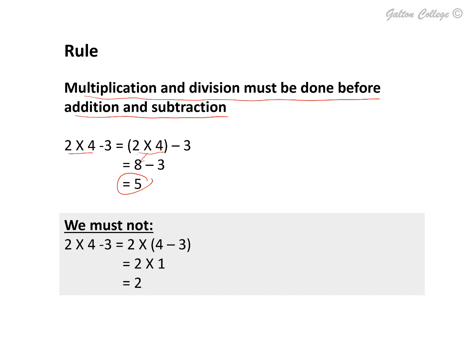We must not do this. We must not write the same thing down, 2 multiplied by 4 take away 3, and then go ahead and say 2 multiplied by 4 take away 3. 4 take away 3 is 1. 1 times 2 is 2. And that is wrong. The rule is we must do the multiplication and division before addition and subtraction. That's a rule to remember. So what we've got down there is wrong.